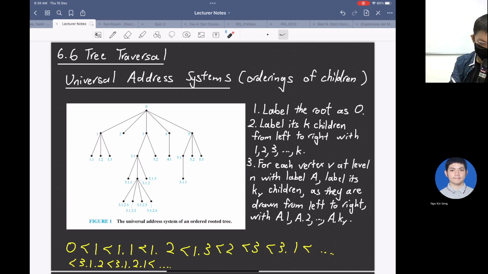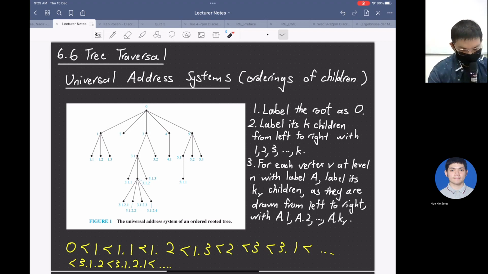So for example, in this example here, 0 is less than 1, 1.1 less than 1.2, less than 1.3, and then less than 2, and then less than 3, and then less than 3.1, less than 3.1.1, and then less than 3.1.2, and then less than 3.1.2.1, and then going up to 3.1.2.4, and then less than 3.1.3, and then less than 3.2, and then less than 4, and then like this. Okay? Makes sense? Okay.